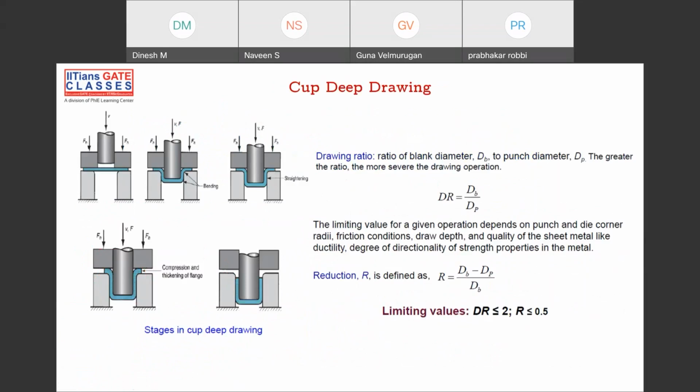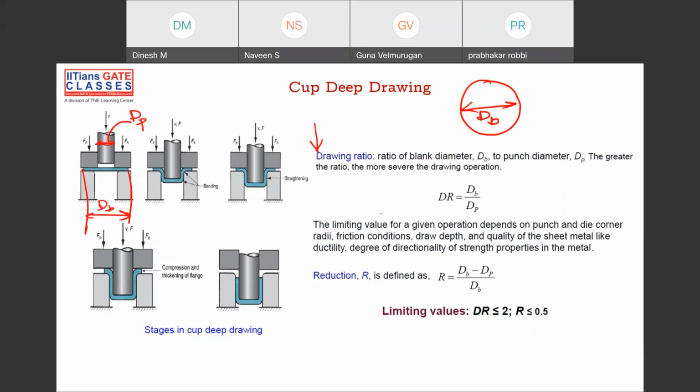Very good. Now there are some parameters that you have to try to understand. What is called the drawing ratio? This kind of question can be asked in the exam as well. They'll say, this is the diameter of the punch and this is the diameter of the blank. Diameter of the punch is d, and the diameter of the blank is D, right?